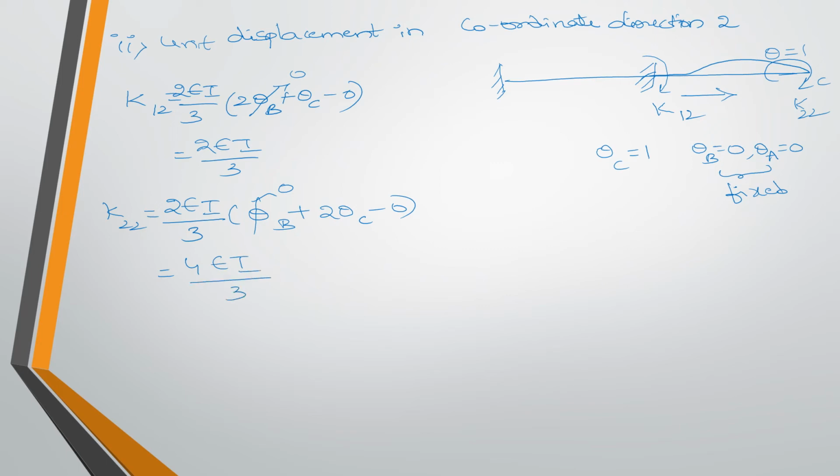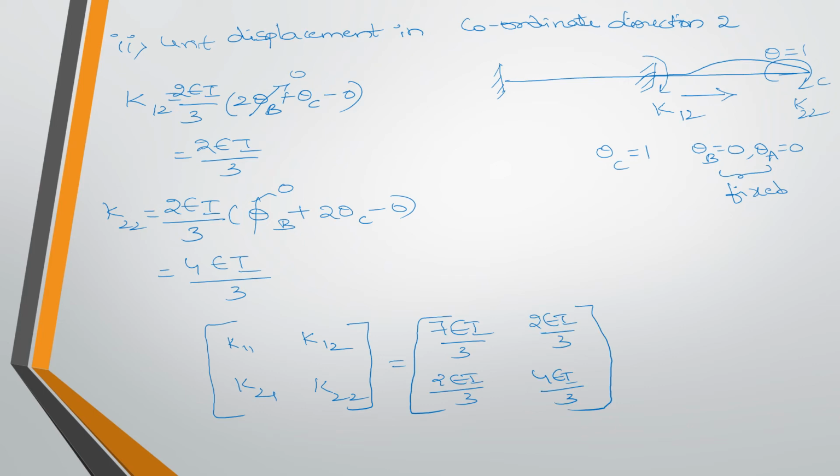So now here we'll get the stiffness matrix K11, K12, K21 and K22. So what is that stiffness matrix? K11 is calculated, that is 7EI by 3. So this is the stiffness matrix.